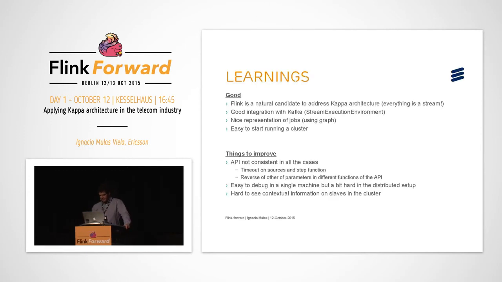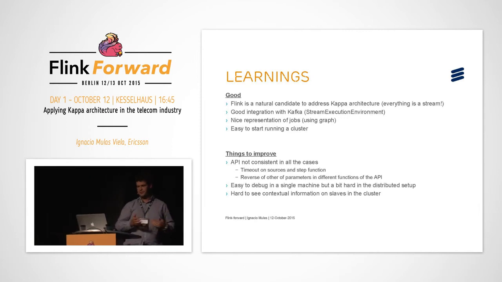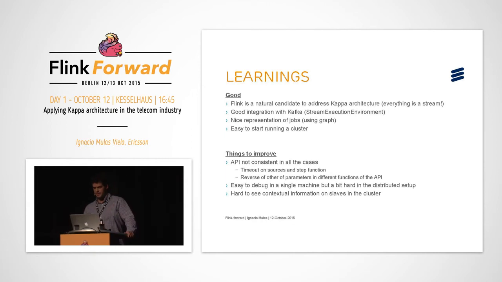So what have we learned from using the latest Flink version? We actually like it. It's a very natural candidate to address the Kappa architecture, which we believe will be much more common in the coming months and maybe years. It has a very good integration with Kafka. We really like the optimization and the nice representation of jobs that you get from the cluster. And it's really easy to get going. Starting to run your first cluster and start coding is quite easy.